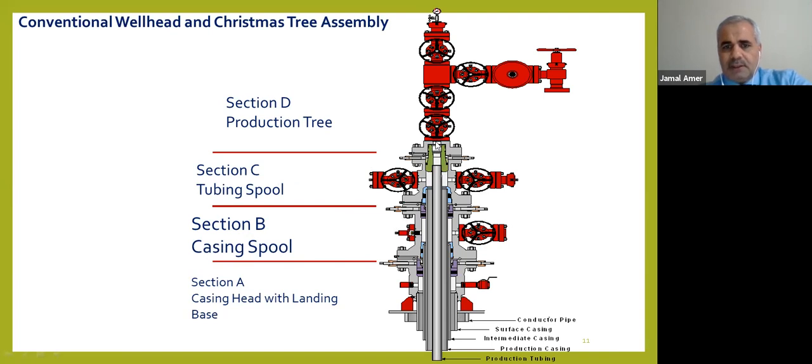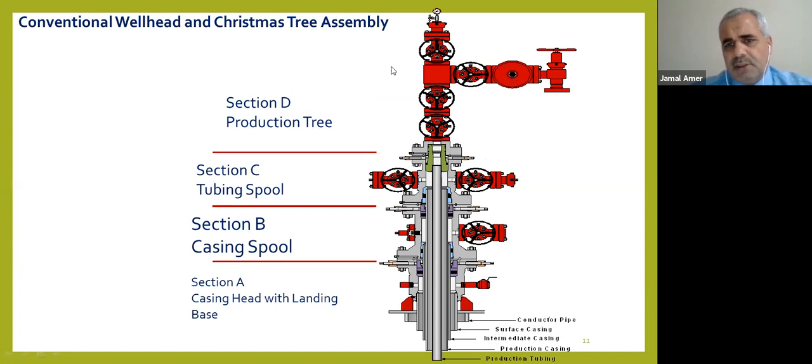Then here we have the Christmas tree. It's a wrong concept, some people think that the wellhead is the Christmas tree. This is a wrong definition. Christmas tree is different from wellhead. This wellhead from here and down, while the Christmas tree starts up from this flange. We have lower master valve, upper master valve, and we have here swab valve.